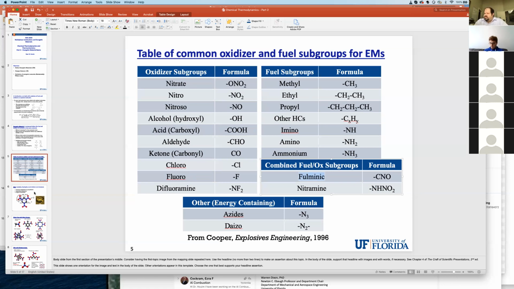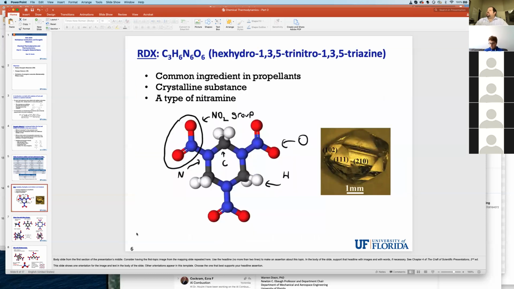So, I'll just start listing a few of the common energetic materials. One you'll be doing a computer project on with a burning propellant would be RDX. I'm not going to even attempt to say the true chemical name for this. I'm terrible at pronouncing these things, but RDX, which is C3H6N6O6, is a common ingredient in propellants.